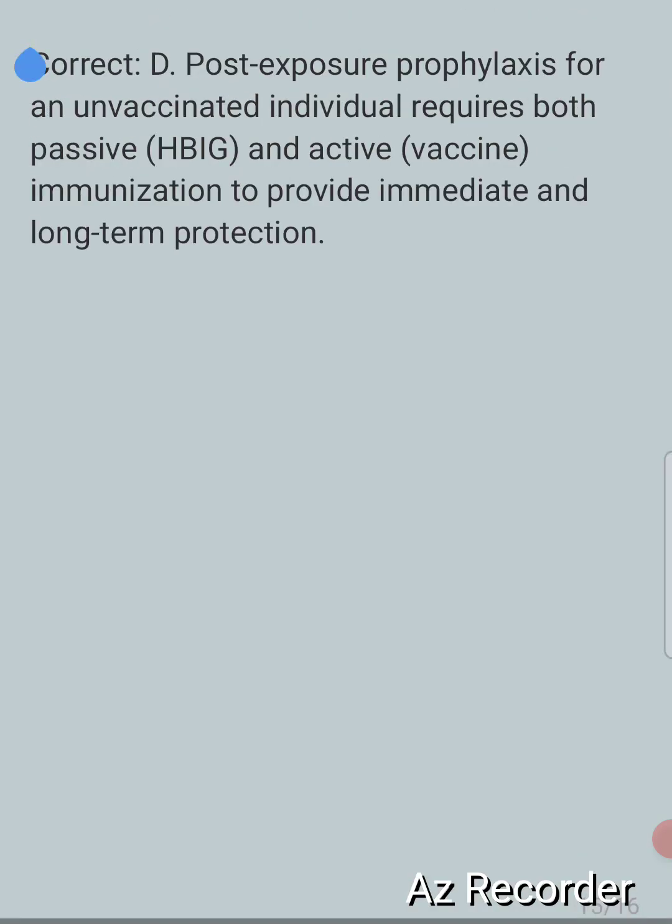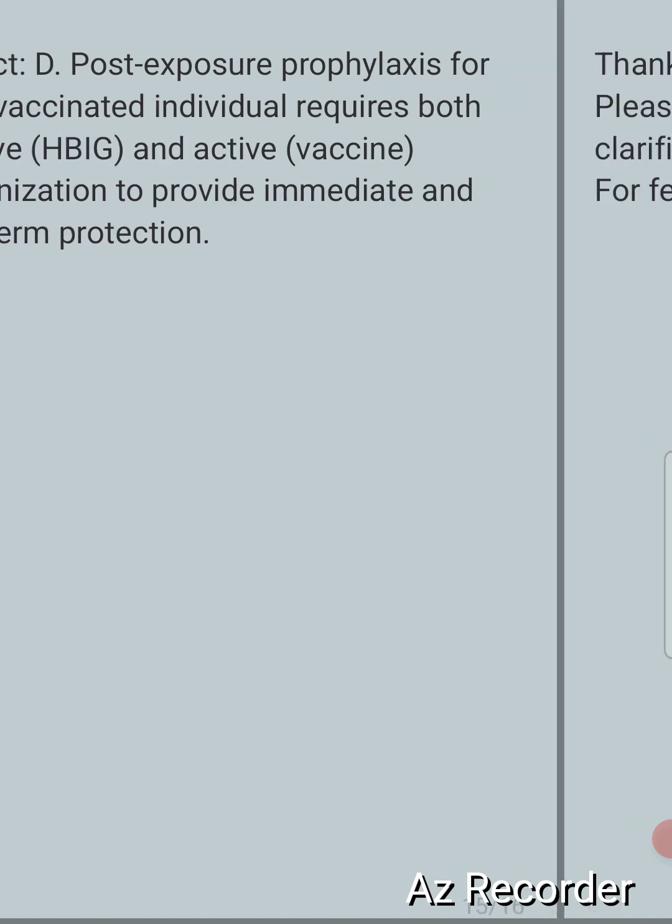The correct answer: post-exposure prophylaxis for an unvaccinated individual requires both passive hepatitis B immunoglobulin and active vaccine immunization to provide immediate and long-term protection. So this is also given to the child who is born to a mother who is positive for hepatitis B surface antigen.